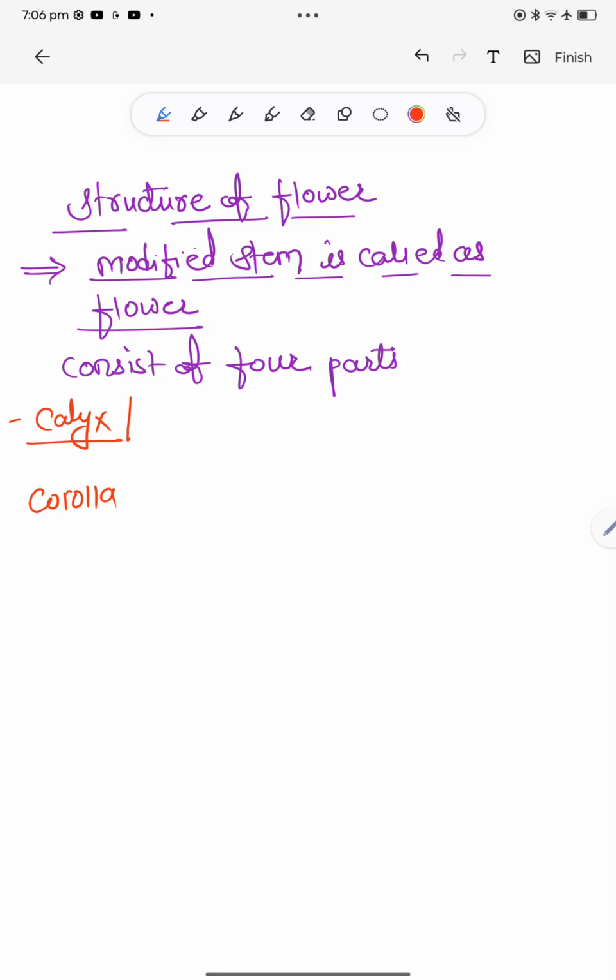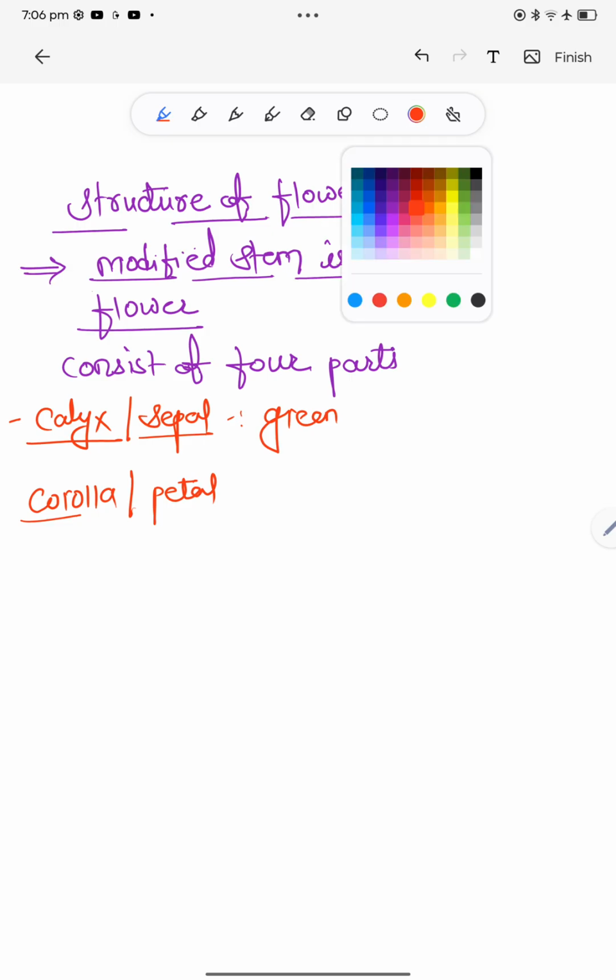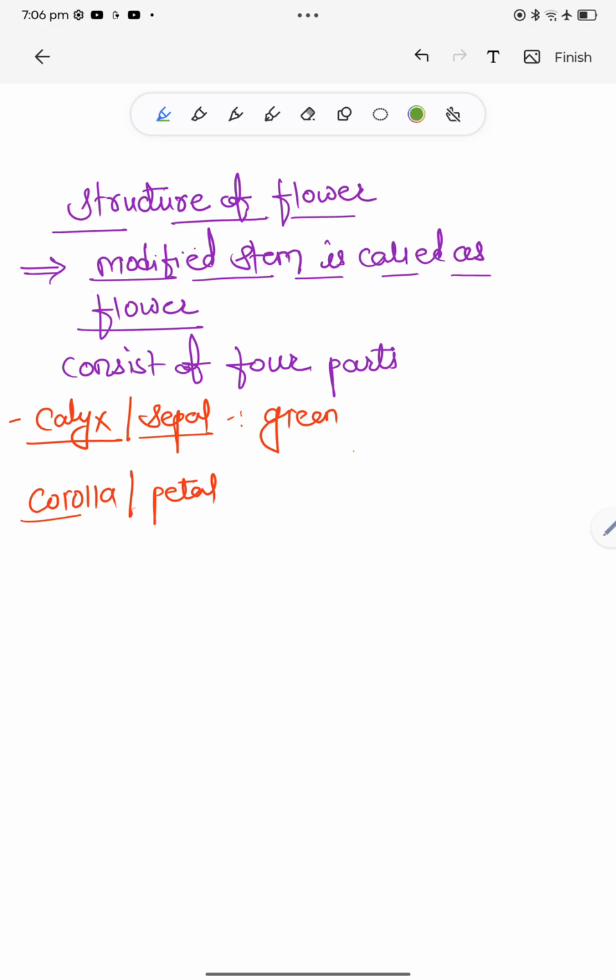Another name for the calyx is sepal, and another name for the corolla is petal. The calyx is a green, leaf-like structure present just below the flower.